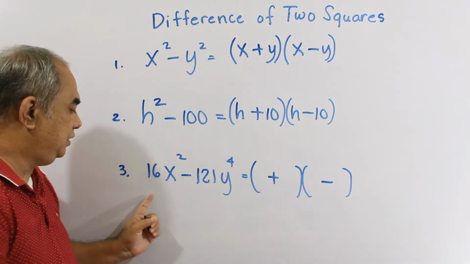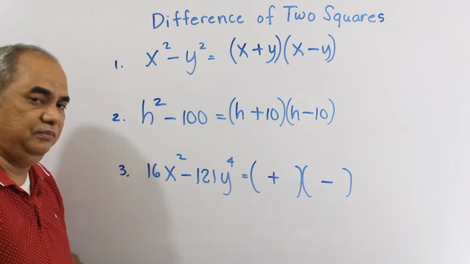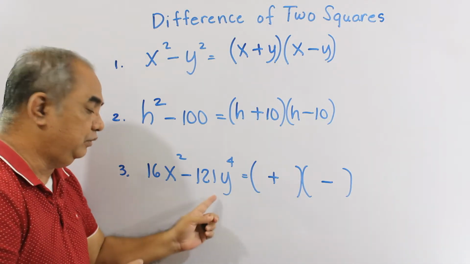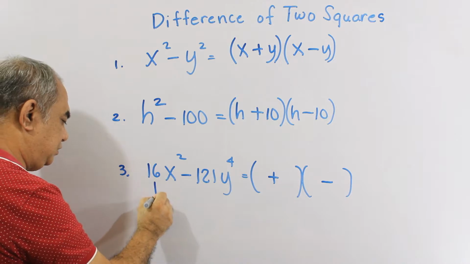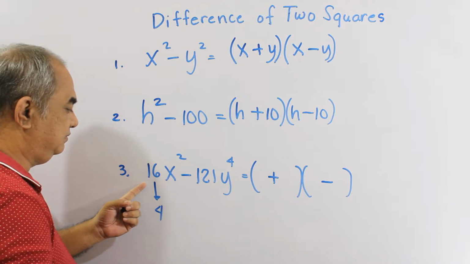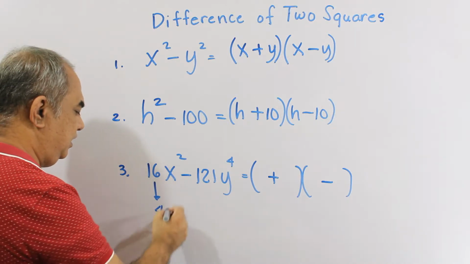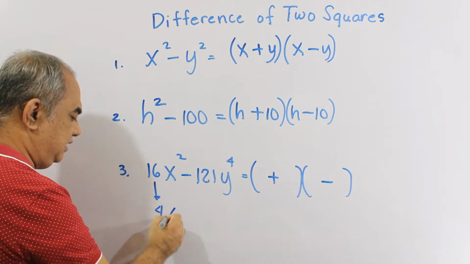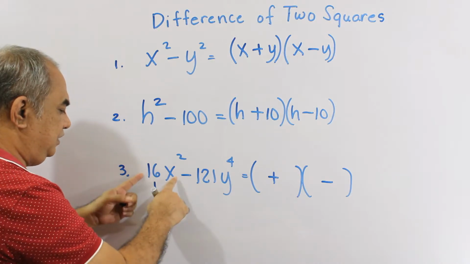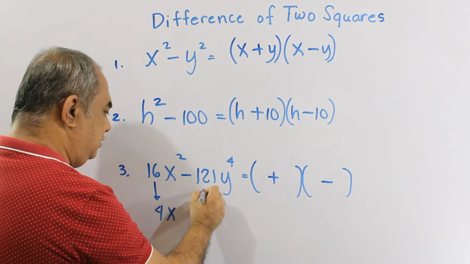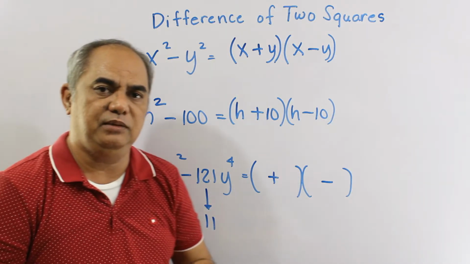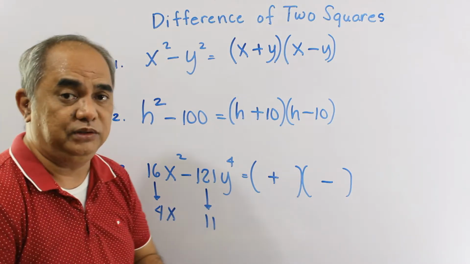Now, how are we going to answer this problem? First, we have to take the square root of each factor on both terms. Okay, let's follow this. The square root of 16 is 4, simply because 4 times 4 will give us 16. Now, we have x squared. The square root of x squared is nothing but x. So we are finished with the first term. Now here, the square root of 121 is 11, meaning to say, when you multiply 11 by itself, it will give us a product of 121.